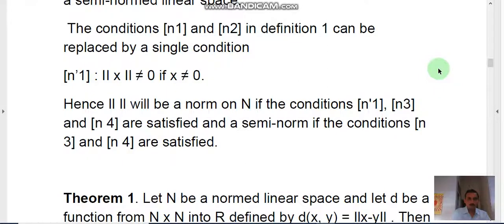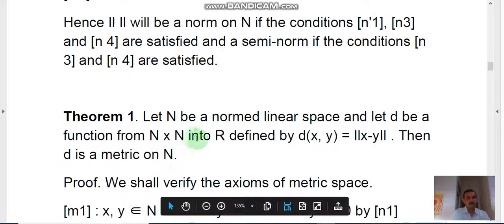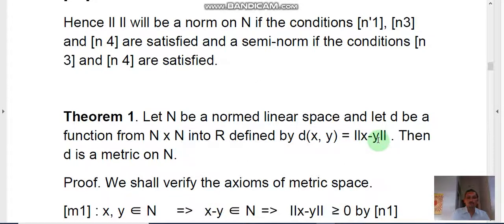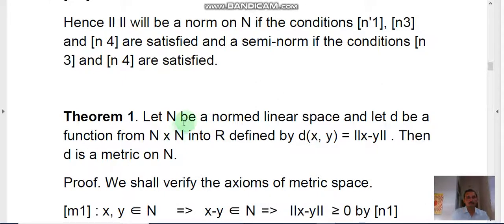The first theorem is like this: let N be a normed linear space and d be a function from N cross N into R defined by d(x, y) equal to norm of (x minus y), then d is a metric on N. So here we have a normed linear space, and we are transforming this normed linear space into a metric space with the definition d(x, y) equal to norm of (x minus y). So we prove here the conditions of the metric space.